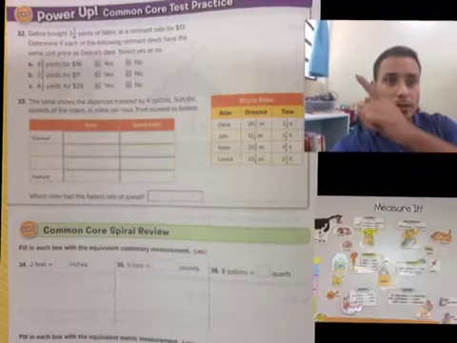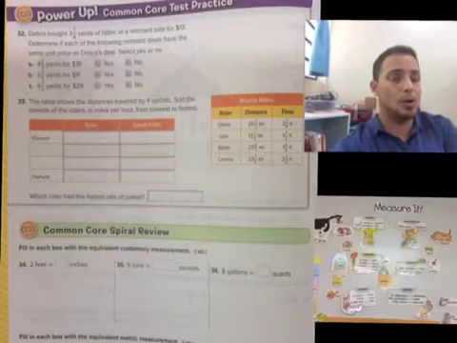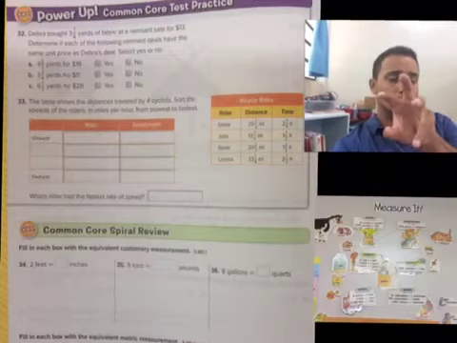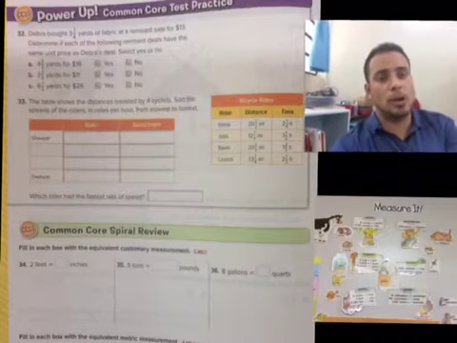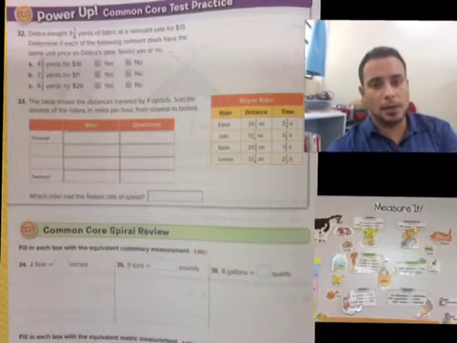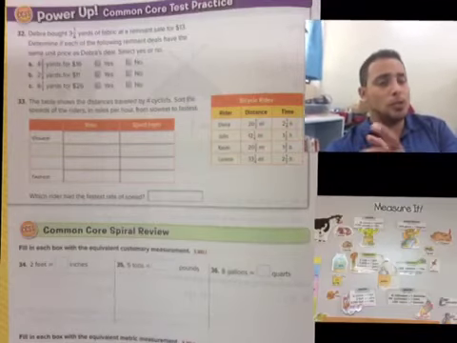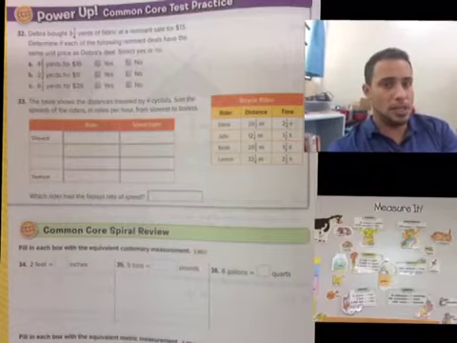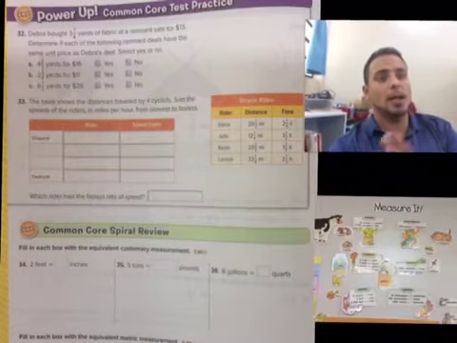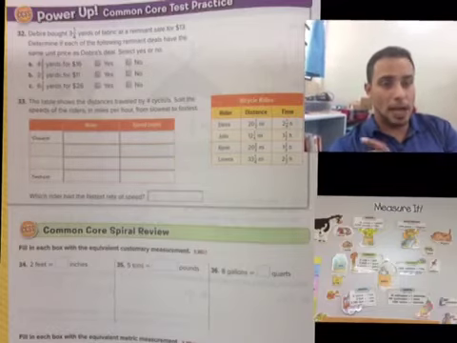Okay, and you can see right there in the title, in the purple, it says Common Core Test Practice. So these are questions that are very, very relevant, and they will come up on the MAP testing that we will have in the next couple of weeks. So if you do not know these standard forms of measurements, such as feet, inches, tons, pounds, and so on, you gotta memorize them. You have to learn them.